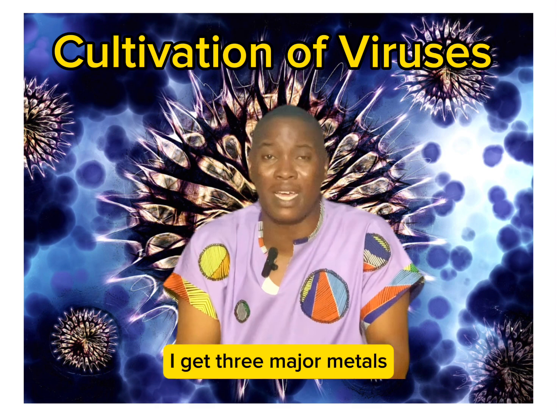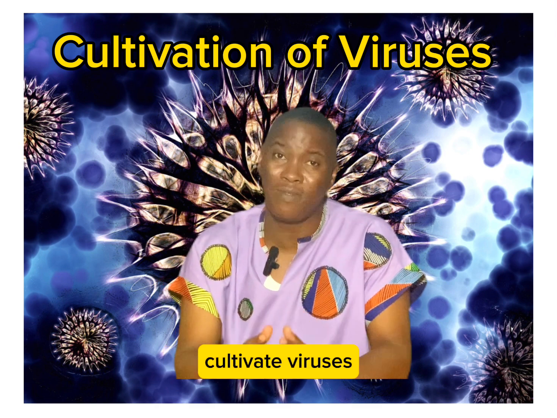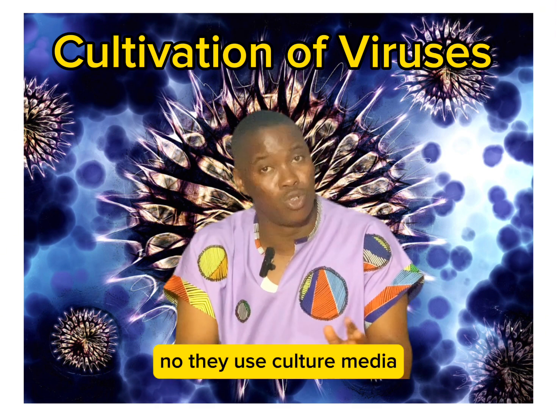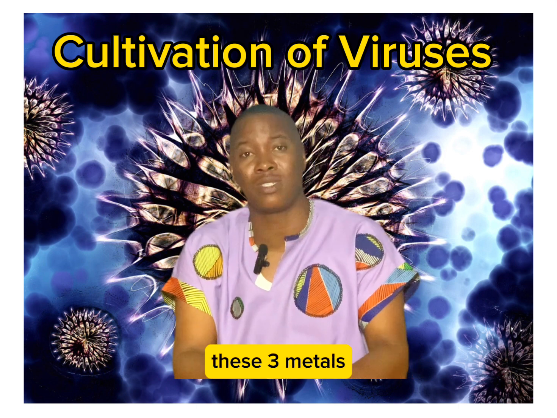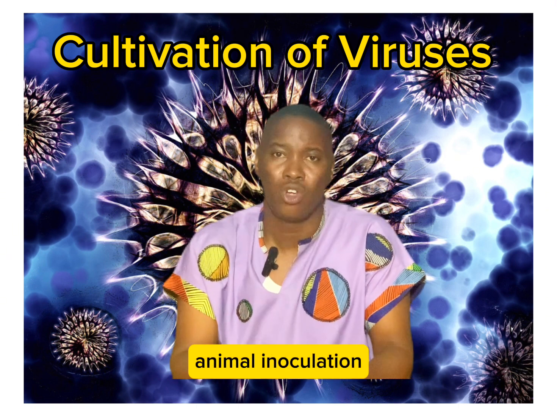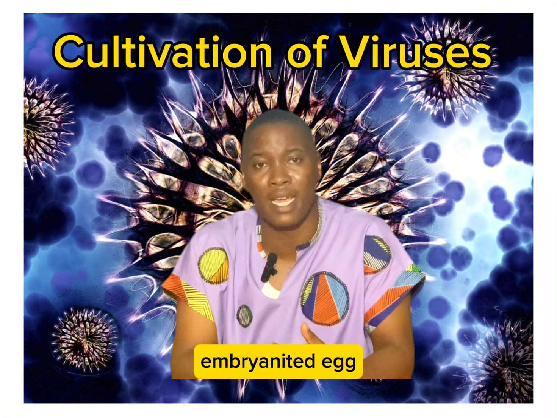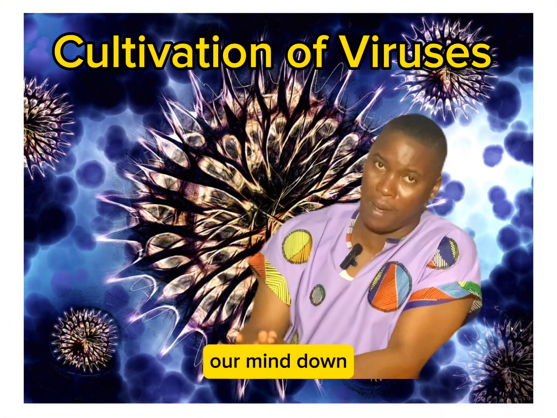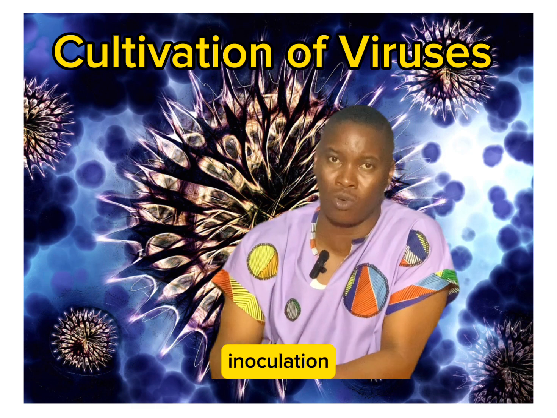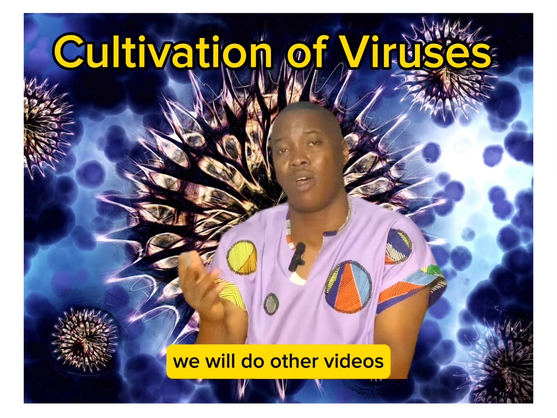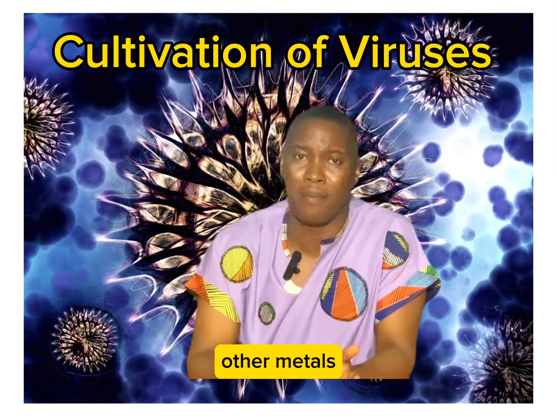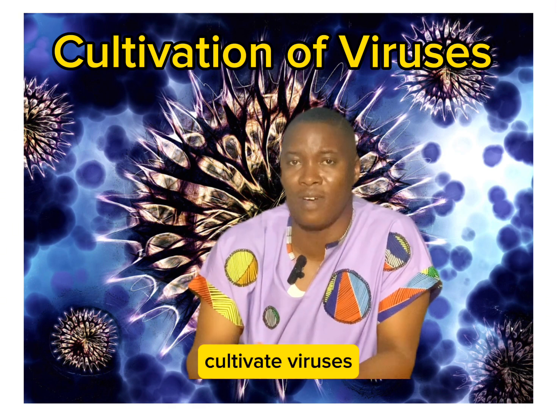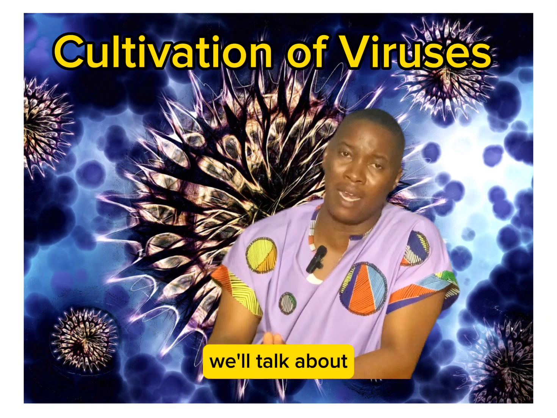Now, like I talked before, e get three major methods wey we dey use cultivate our viruses. We no dey use culture media like bacteria. These three methods na either through animal inoculation, through we go put am for embryonated egg, or we go do cell or tissue culture. Now, for this video, we will put our mind down, discuss animal inoculation as one of the methods. We will do other videos where we will talk about other methods wey we dey take cultivate viruses. But for now, we'll talk about animal inoculation.